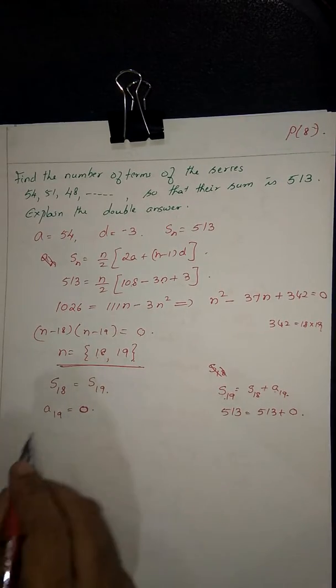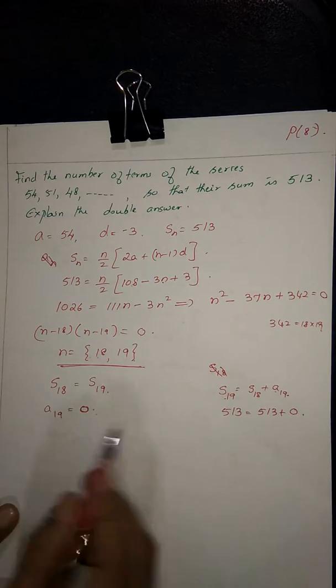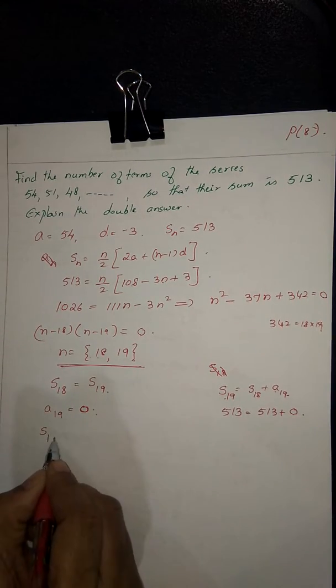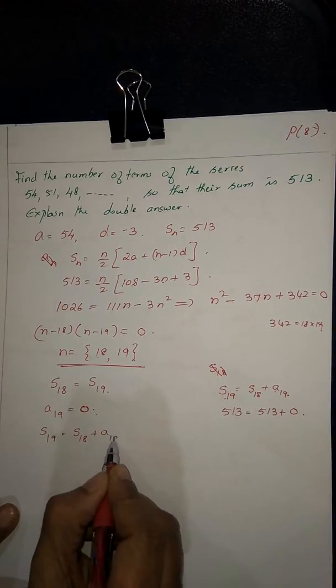So you have to simply write this: S18 is equal to S19, A19 is equal to 0, so S19 is equal to S18 plus A19.